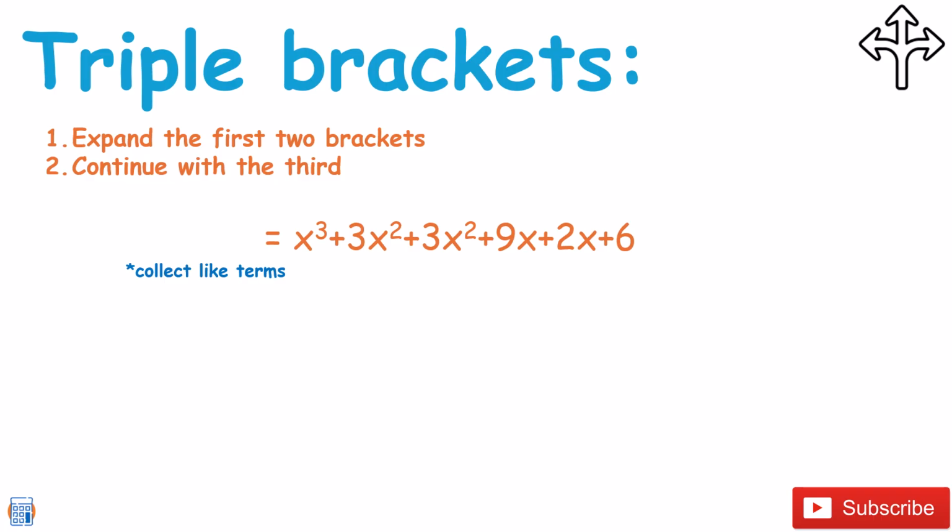So again, collecting like terms, let's do that now. x squared and x squared, there we are in blue. x and x in black. And then the positive 6 we'll put in red. Collect like terms, you end up with x cubed plus 6x squared plus 11x plus 6.